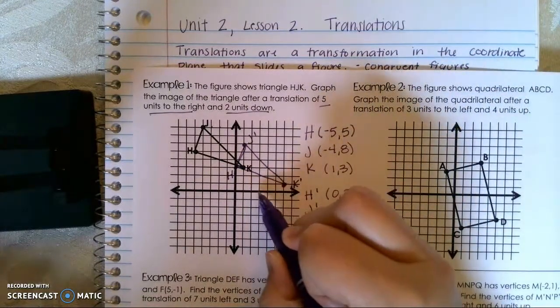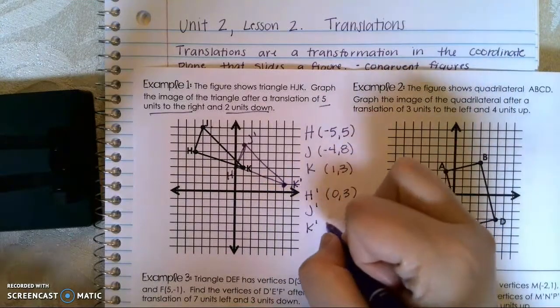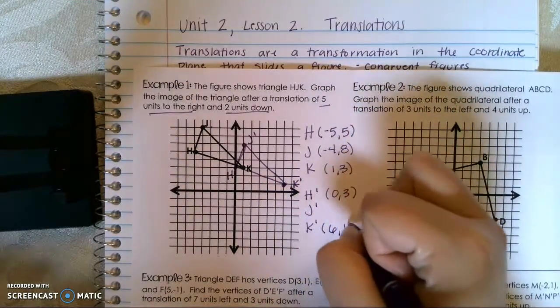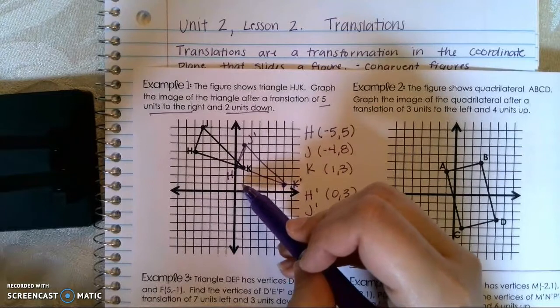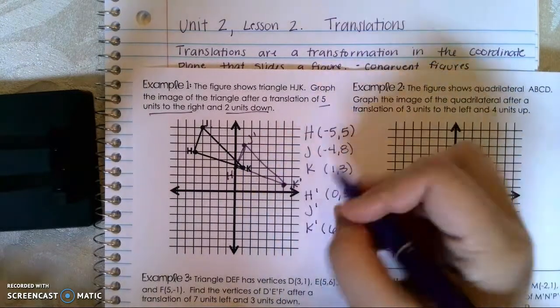K is at 6, 1. Went out of order, sorry about that. And J is at 1, 6.